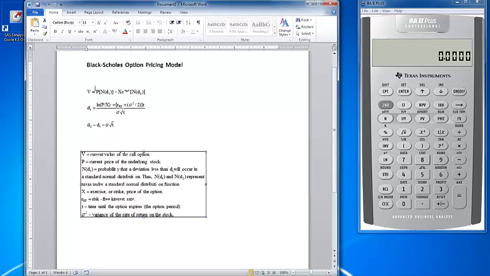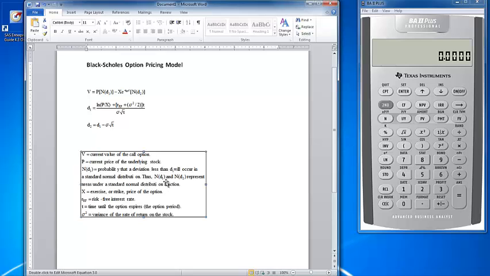The Black Scholes option pricing model actually has three different equations in there. There's the value equation where V is equal to the value of the call option, and then that's equal to the current price of the underlying stock multiplied by a probability that a deviation of less than D1, which we'll calculate here as D1, will occur in a standard normal distribution. Apologize for the spacing here.